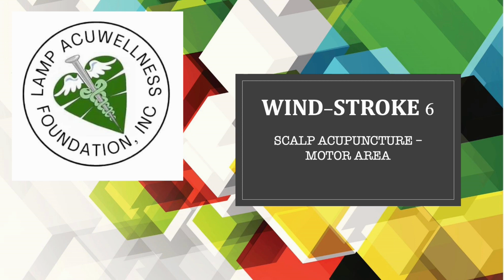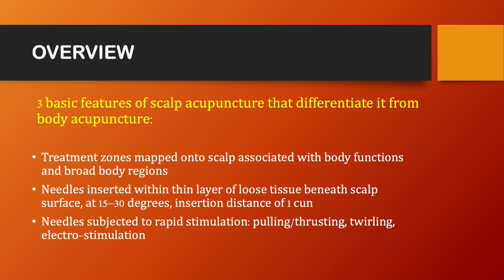Today we will talk about scalp acupuncture on the motor area. Three basic features of scalp acupuncture differentiate it from body acupuncture. First, the treatment zones are mapped onto the scalp and associated with body functions and broad body regions.